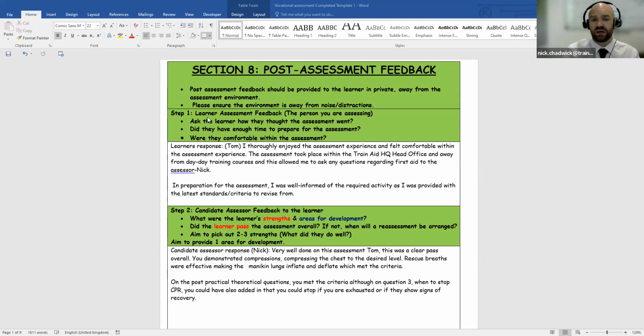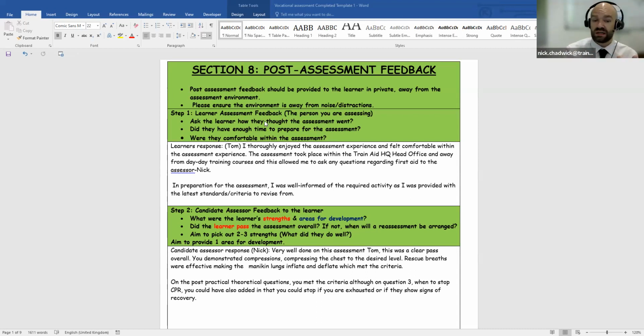So step 1 is the learner assessment feedback. The person you are assessing, ask the learner how they thought the assessment went, first of all. So we're not telling them the results straight away. We're saying to the learner, how did you think the assessment went for you? And ask the learner their thoughts. How did it go? Did they have enough time to prepare for the assessments? Were they comfortable within the assessment environment?